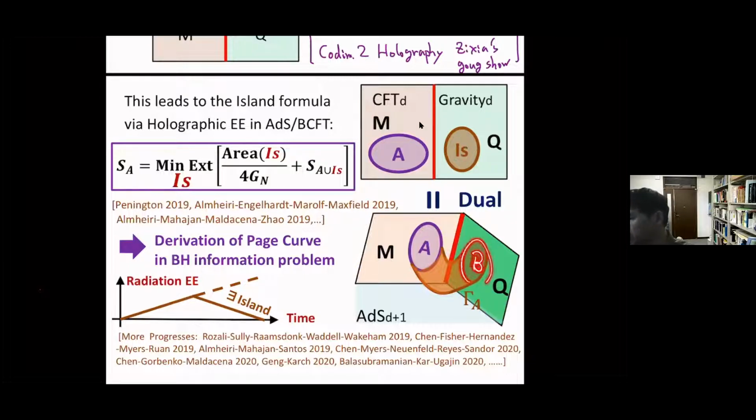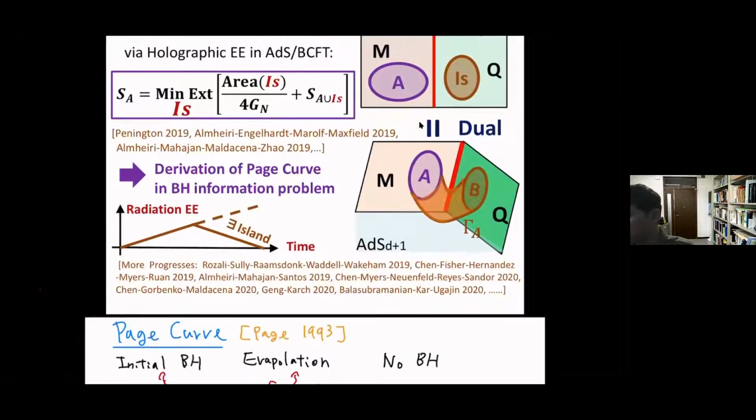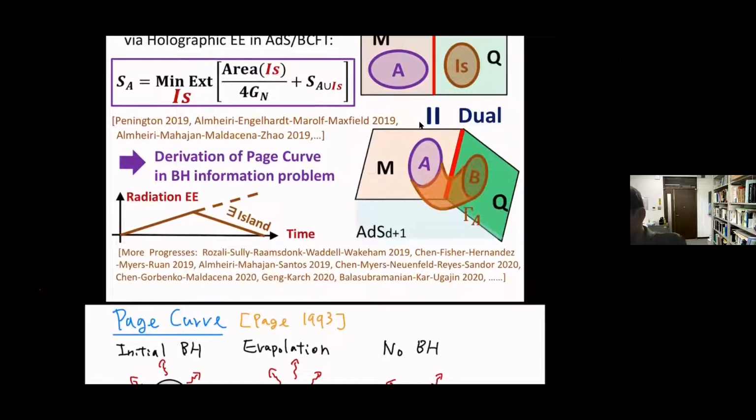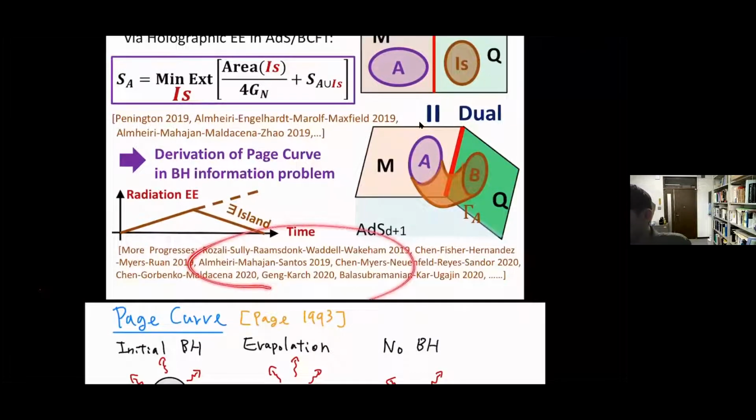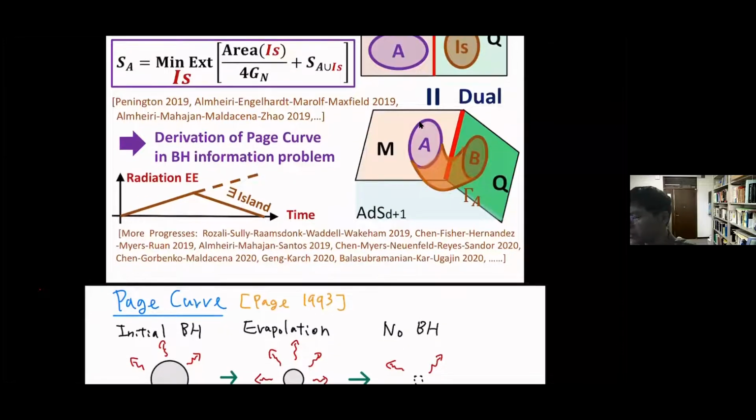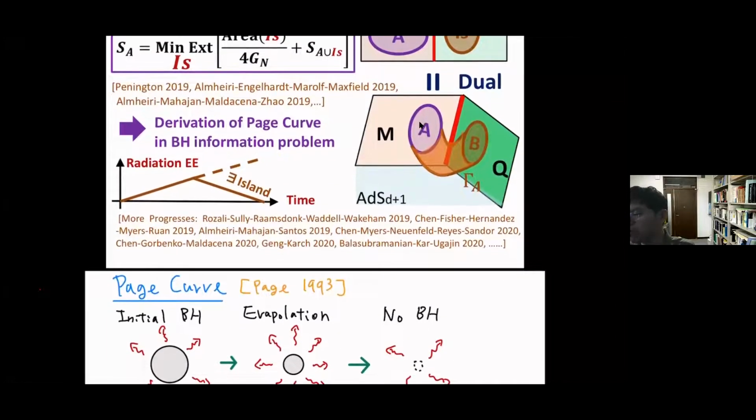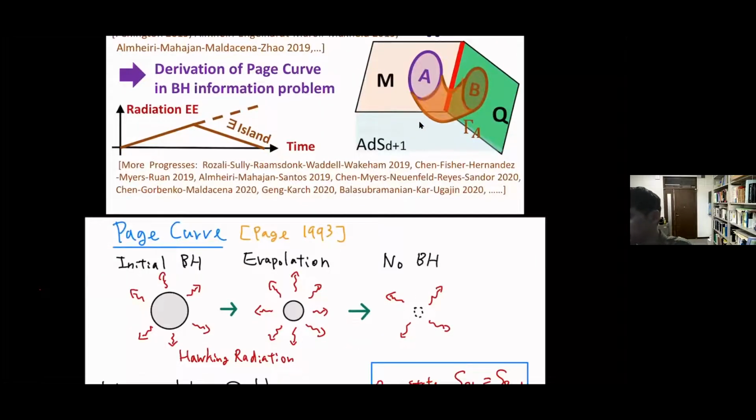And we have to minimize, as I explained. And this precisely coincides with this formula, right? So this way we can understand this island formula very naturally from just more standard AdS/CFT, involving AdS/BCFT. And this actually explains, as worked out in many wonderful papers, that in many different setups we can derive Page curves by using this technique.